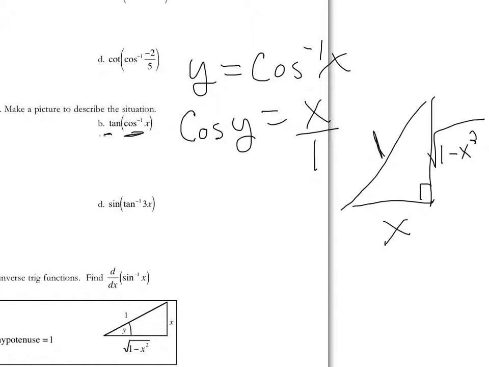So now they're asking us to find the tangent of this angle y that's right here. So opposite divided by the adjacent is how we find tangent. So the square root of 1 minus x squared over x is what that expression is equal to.